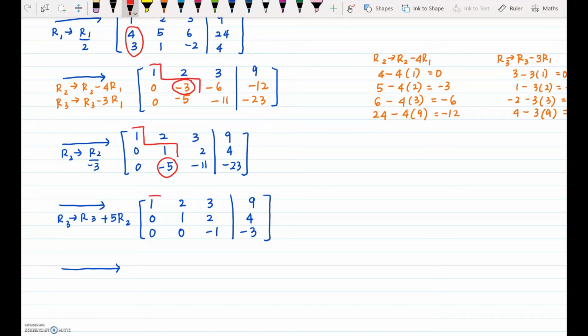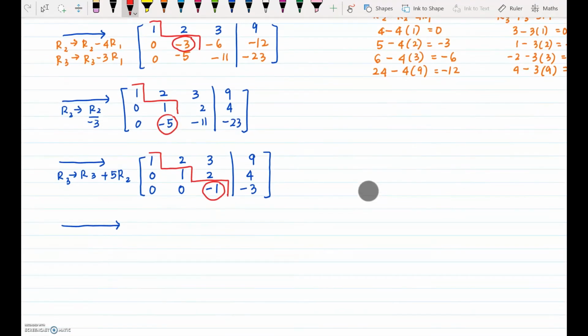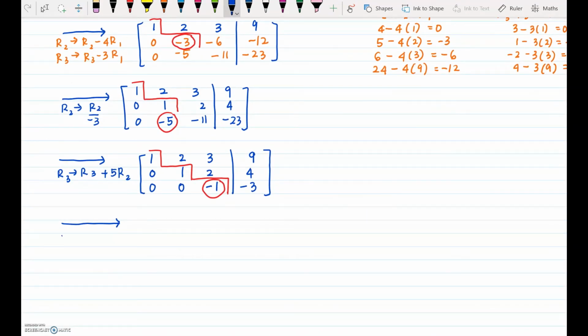Okay, next we have to check the ladder, and now you have the last leading one. So the last leading one will be your R3. You can multiply your R3 with negative 1, or you can also divide by negative 1. Just make sure that your target is that you want to find that leading one. So I just use R3 divided by negative 1, and you will get the answer 0, 0, 1 and 3.